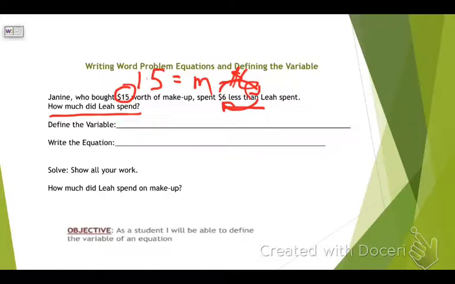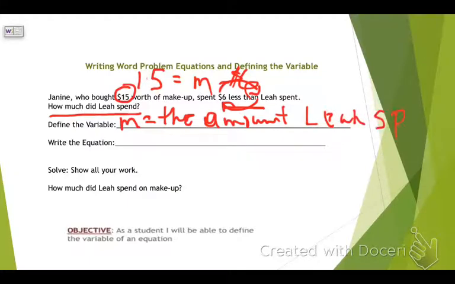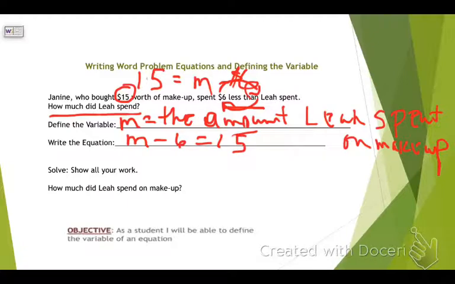Okay? So let's define the variable first. The variable is M equals the amount Leah spent on makeup. Alright? Sorry, got a little sloppy. My finger is not as pointy as the pen looks. Alright, so let's write the equation. M minus 6 equals 15. And that is $15, right? Alright, so we want to show all of our work, and we want to know how much Leah spent.